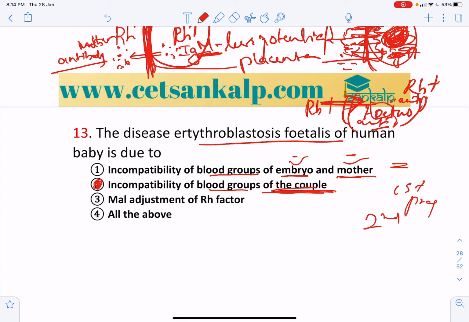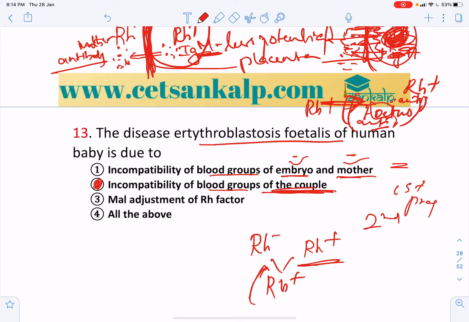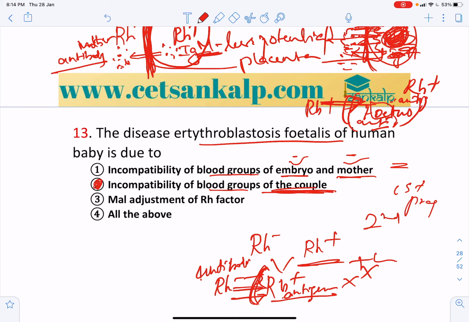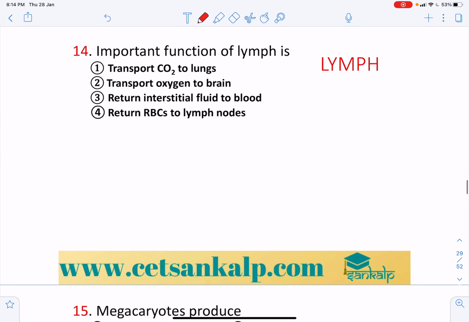The expected thing is Rh positive 50%. The couple will have progeny that may be Rh positive, while the mother's blood is Rh negative, and this creates a problem. In the mother there will be antibodies, and in the fetus there will be antigen. The antibody-antigen reaction destroys the RBCs, hence it is called hemolytic disease.